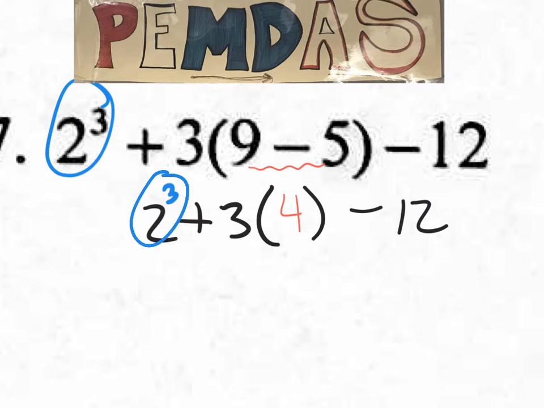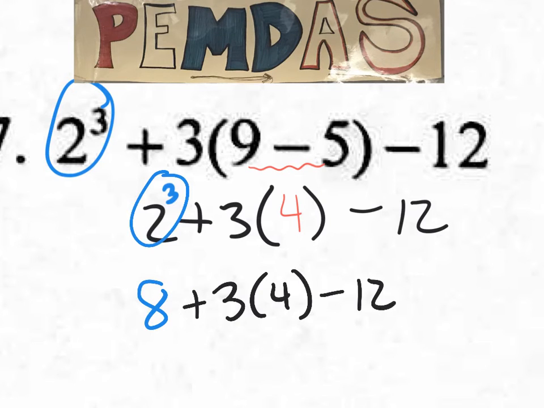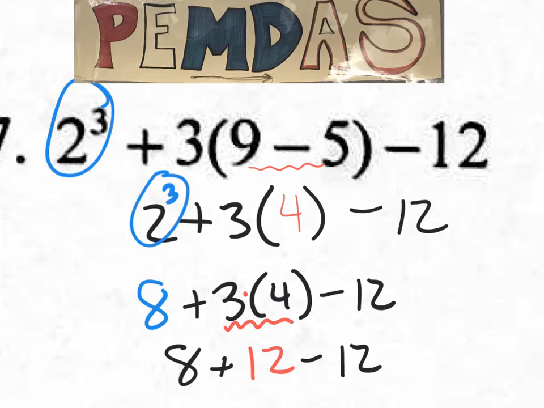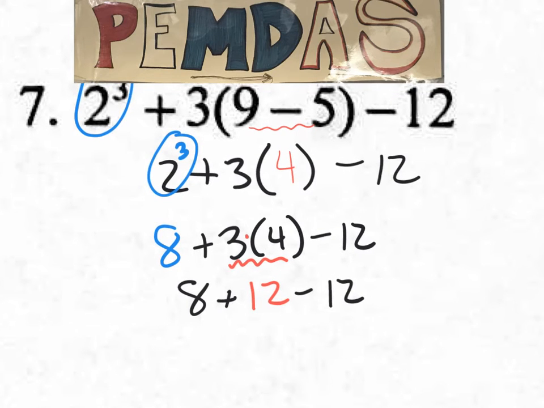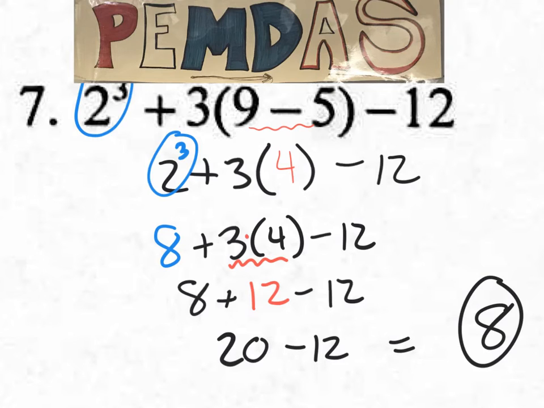8. 2 times 2 is 4 times 2 is 8. Bring down everything else. The plus, the 3, the parentheses, the 4, the minus, the 12. Multiply is next. 3 times 4 is 12. Bring down everything. You have the 8, the plus, the minus, the 12. Now add and then subtract. 8 plus 12 is 20. 20 minus 12 is, final answer, 8.